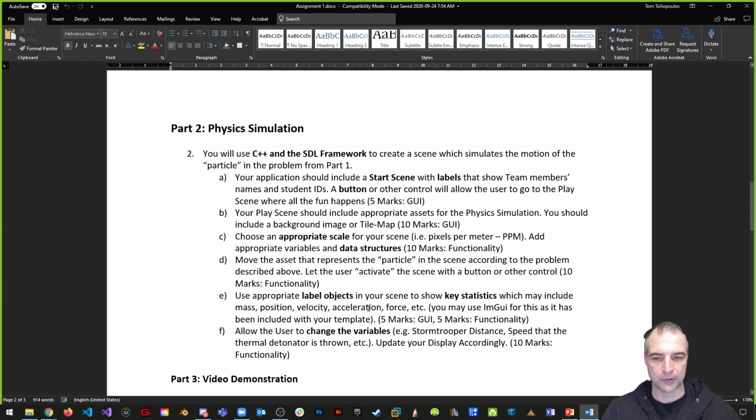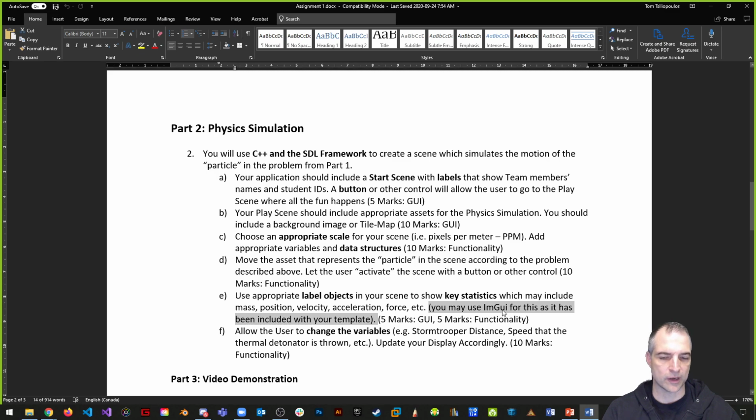Use appropriate label objects in your scene to show key statistics, which may include things like mass, position, velocity, acceleration, force, whatever other things that you want. And it says you may use IMGUI for this, as has been included in your template. We do have it in your template. It's just not activated inside of your STL template. You can also make your own labels, sliders, anything else you want to make this work.